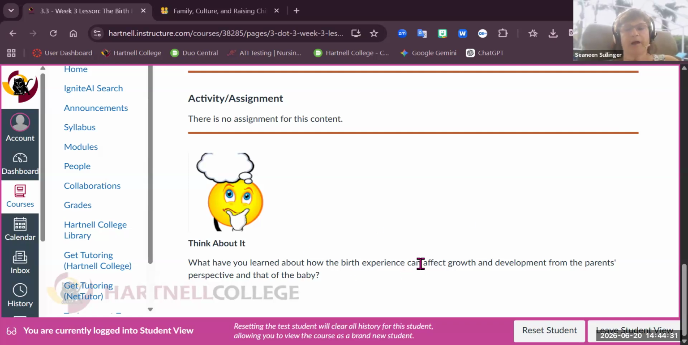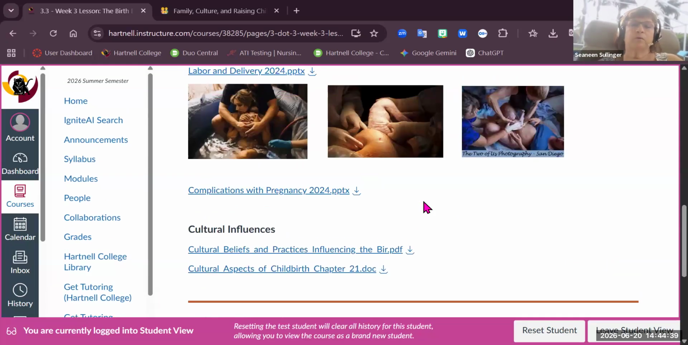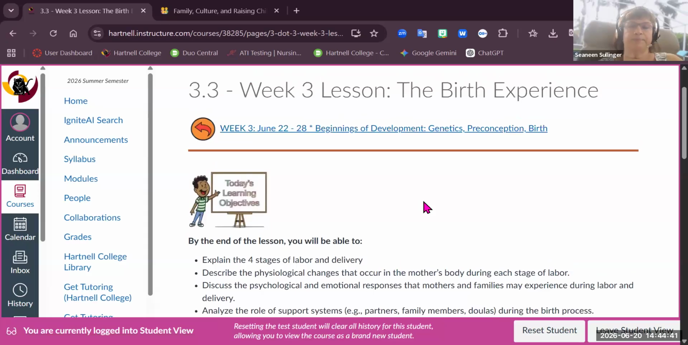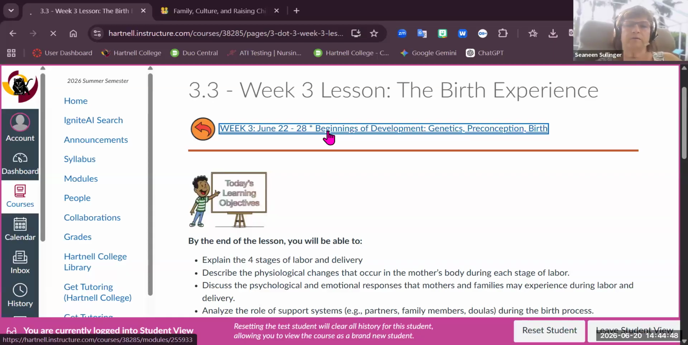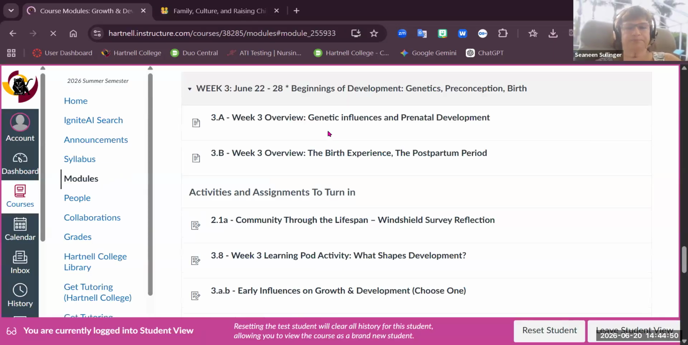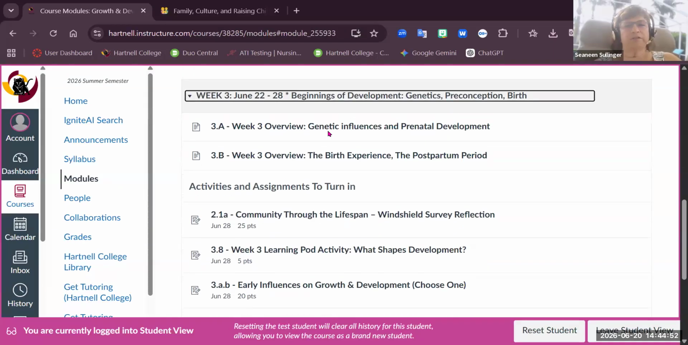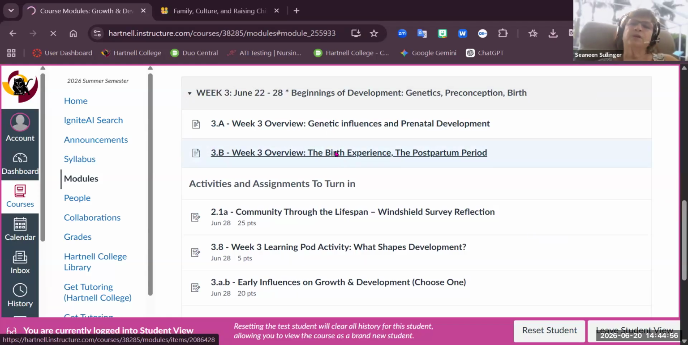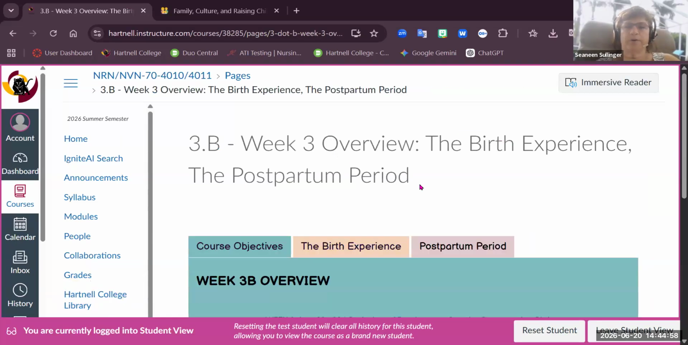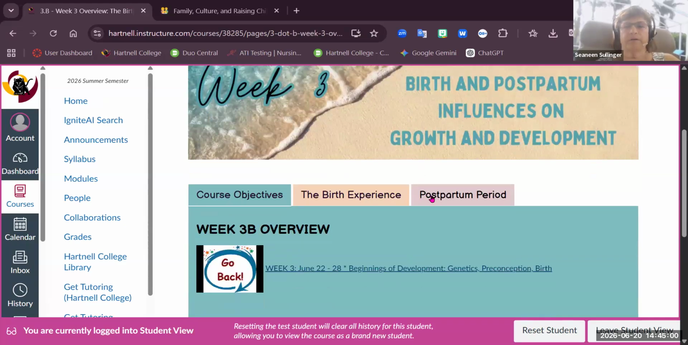So what have you learned about how the birth experience can affect growth and development from the parent's perspective as well as that of the baby? This will tie in with what you learned about the genetics and preconception. That will kind of flow together there. So let's go back to the module. I should have actually taken us back to the page. I might change that. And let's look at the postpartum period.